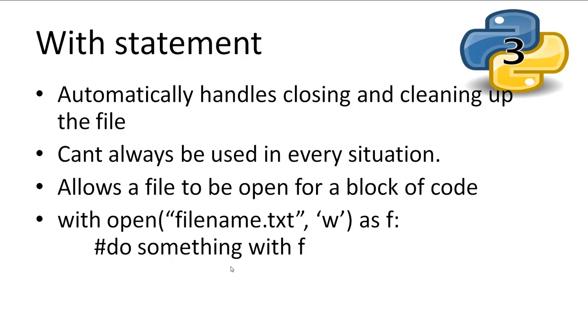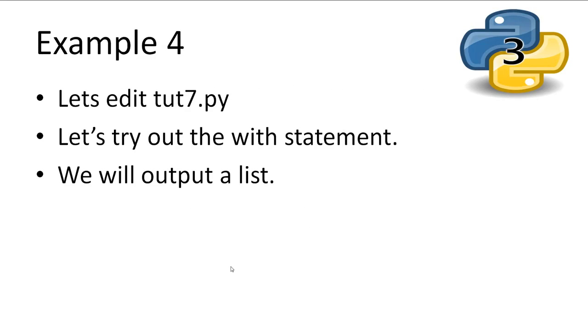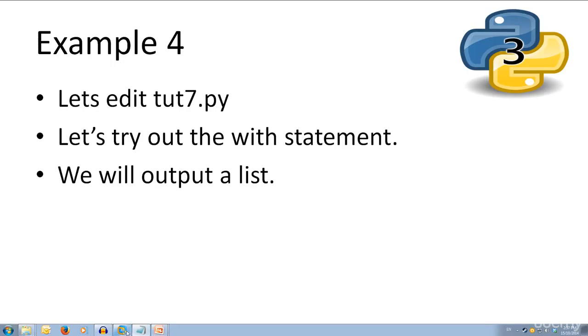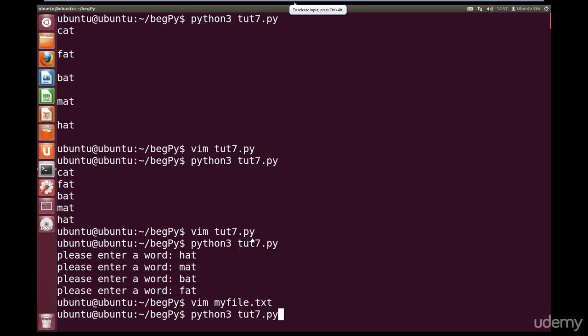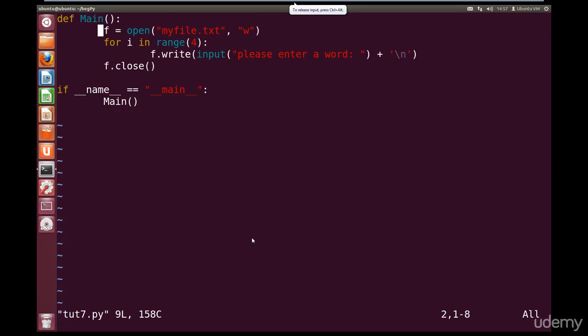Now let's look at the with statement. The with statement allows you to open a file and run a block of code with the file open. After the block is finished, Python will automatically close the file for you, though you cannot always use this with statement in certain situations. Let's edit our Lecture7.py and try outputting with the with statement. We'll create a list of words and use the with statement and a for loop to output the words to a file.